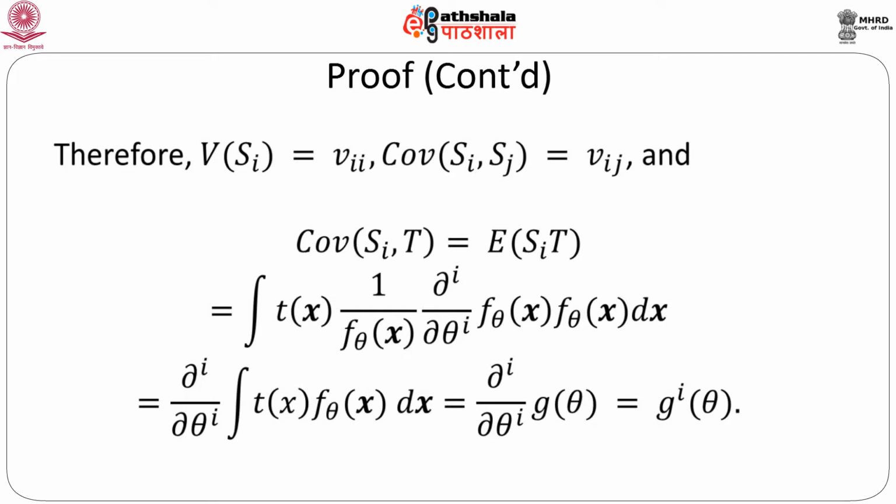Therefore, variance of S_i is equal to v_ii, and the covariance between S_i and S_j is equal to v_ij. Now, covariance between S_i and T is equal to expectation of S_i into T, which is equal to the integral of T(x) into 1 by f_theta(x) into del to the power i by del theta to the power i of f_theta(x) into f_theta(x) dx, which is equal to del to the power i by del theta to the power i of the integral T(x) f_theta(x) dx after interchanging the integral and the differentiation sign, which is equal to del to the power i by del theta to the power i of g(theta), that is g^(i)(theta).